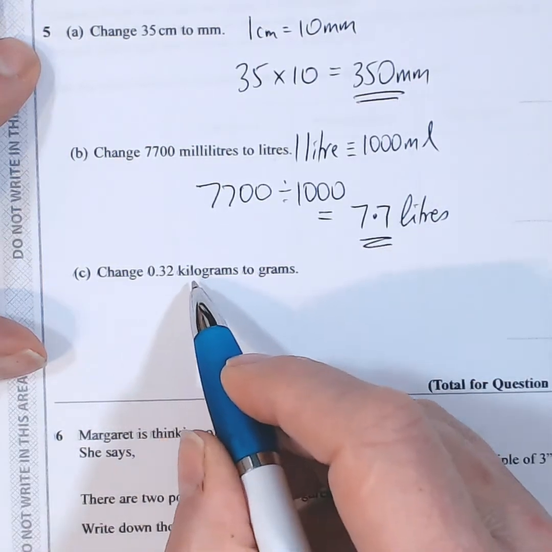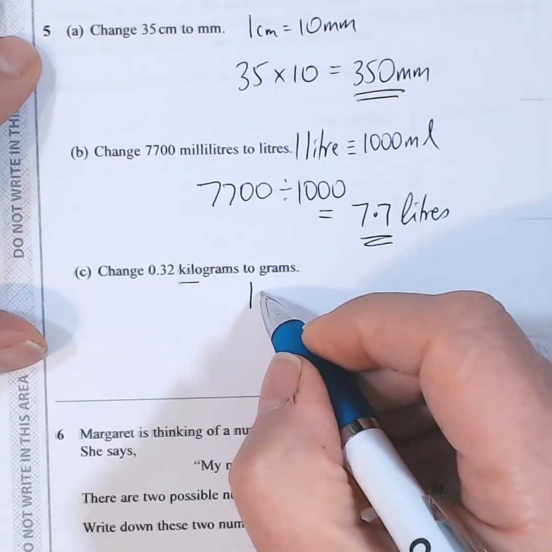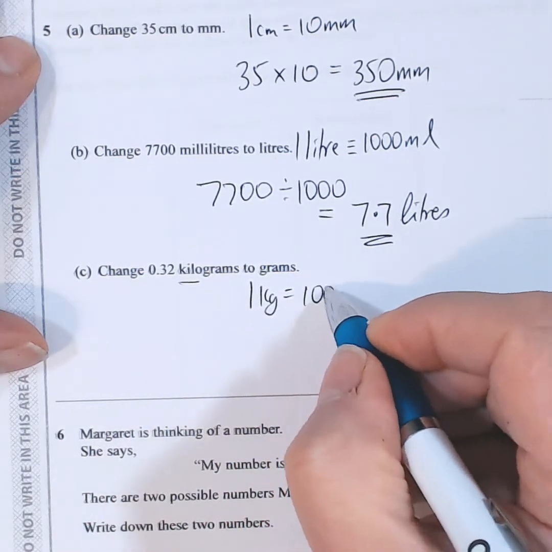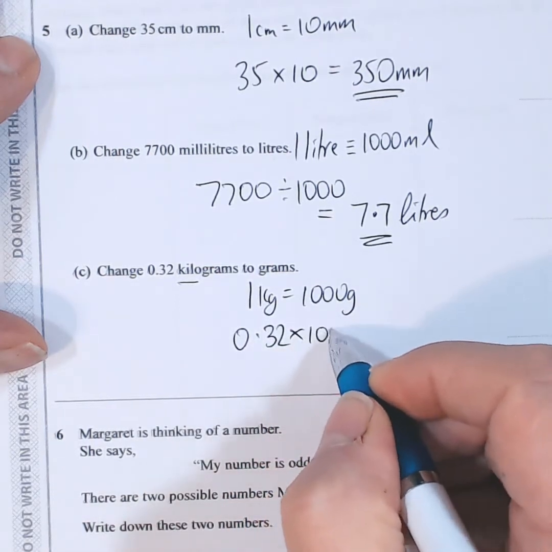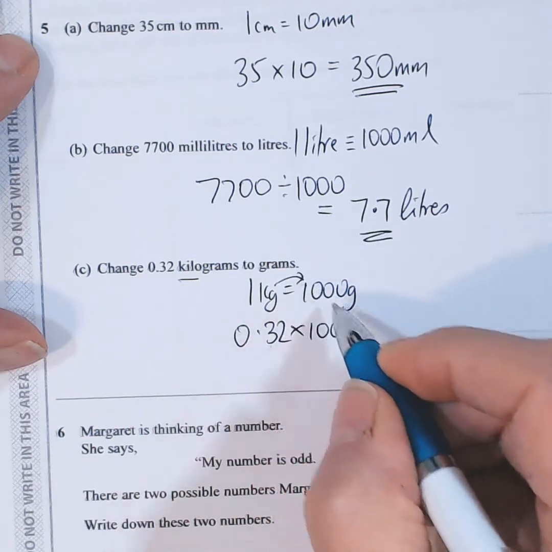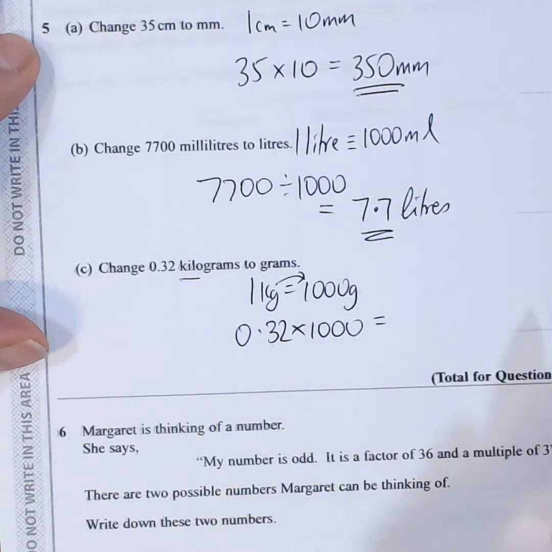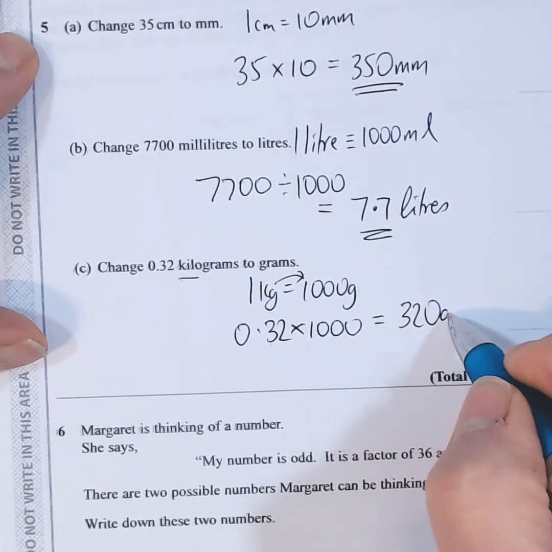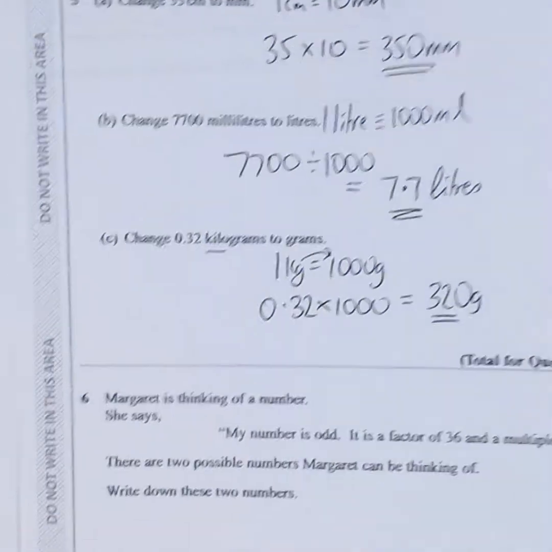And this one wants you to do kilograms to grams. Well, anything beginning with kilo means 1,000. So 1 kilogram is equal to 1,000 grams. So we're going to do 0.32 times 1,000 because we're turning kilograms to grams. So we're going in this direction, kilograms to grams. So times by 1,000. And again, you do it on your calculator, but you'd end up with 320 grams. Okay, so learn your conversions, guys.